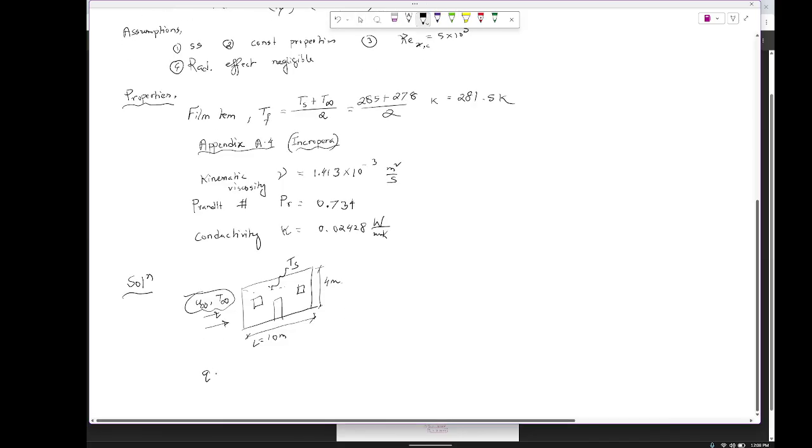And then this Q equation is equal to h bar A (Ts minus T infinity). So that's what you're trying to find, the heat rate. You'd like to write the main equation first, and maybe you want to say this is your equation 1.